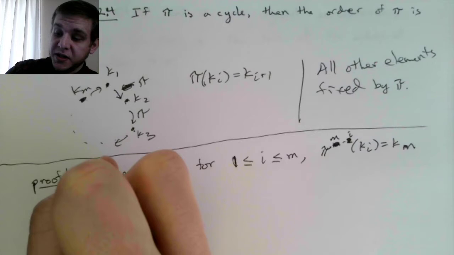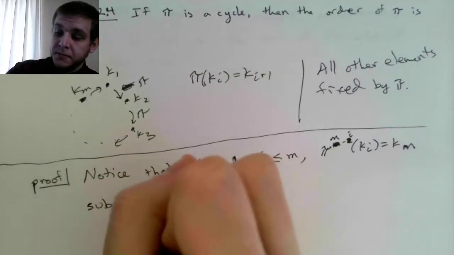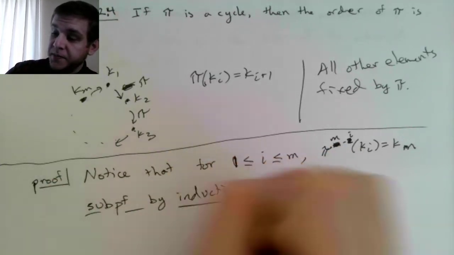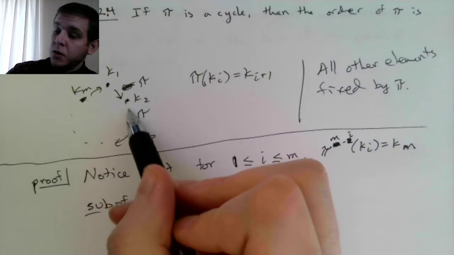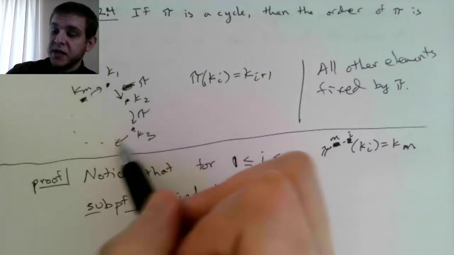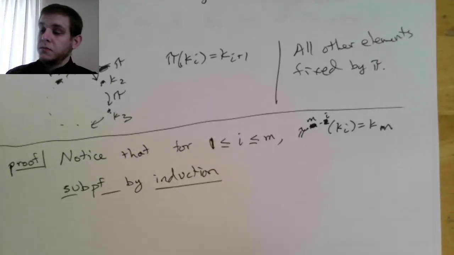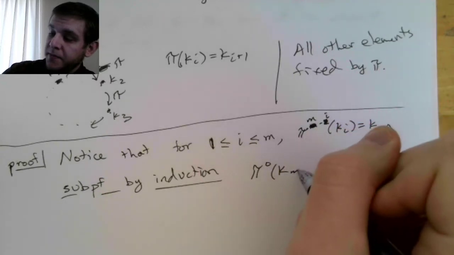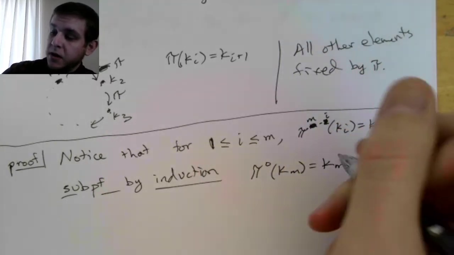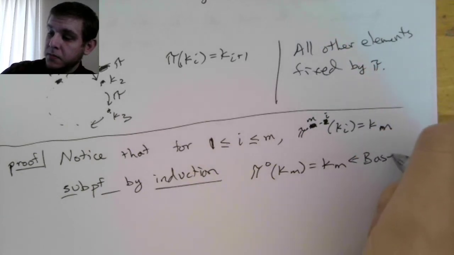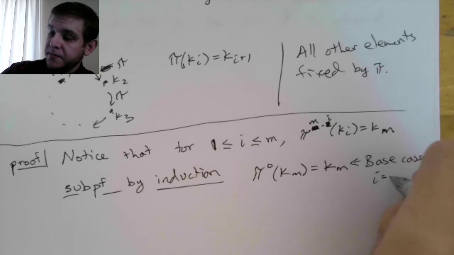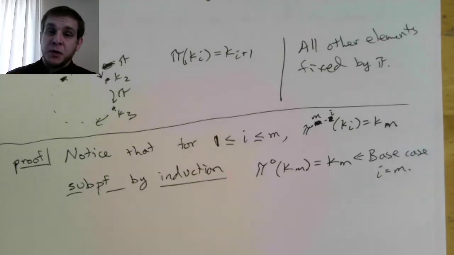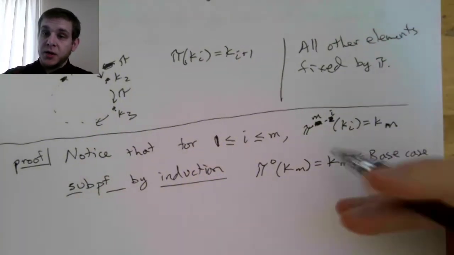So let's just prove this subproof by induction, just to get some practice with induction. This is basically clear, but what I'm saying is that I'm trying to find how many steps it takes for me to get up to km. So pi to the 0 of km equals km. So this is the base case, i equals m. And once I have it for i equals m, then I want to prove it for a lower number, right? I start with m, and then I'm going to go down to 0.